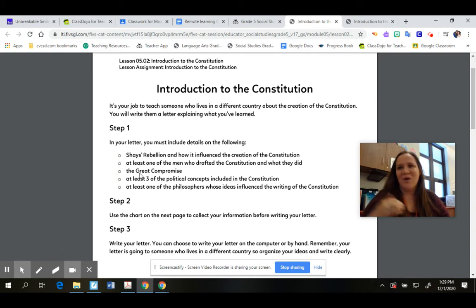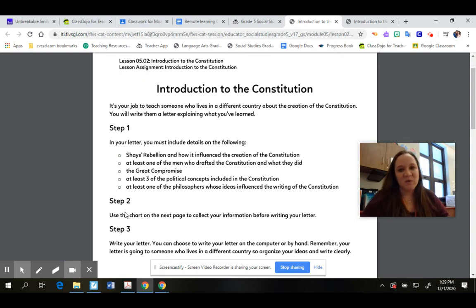I don't want to know what some other person wrote on the internet. I want to know what you have learned through this lesson. At least 3 of the political concepts included in the Constitution, and a philosopher whose ideas influenced the writing of the Constitution. So those are your 5 details that you want to make sure you have in your letter.